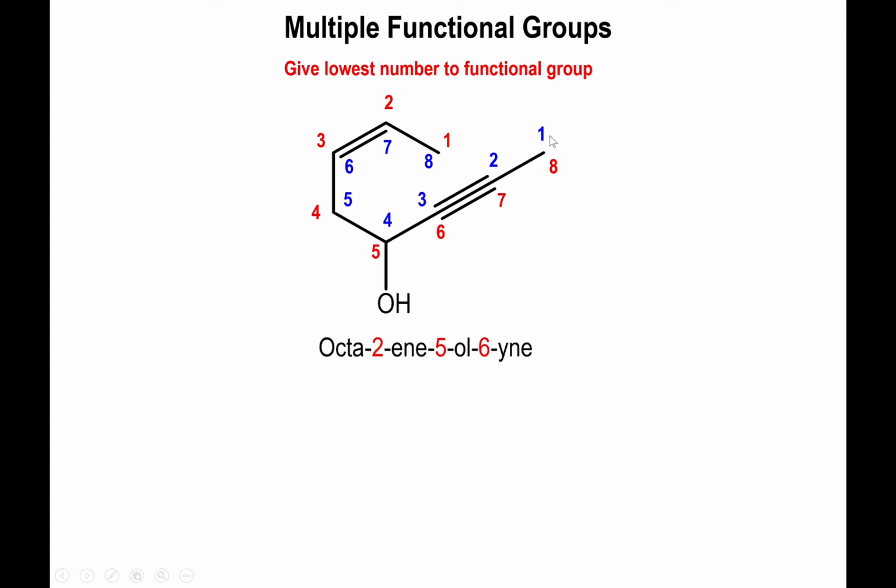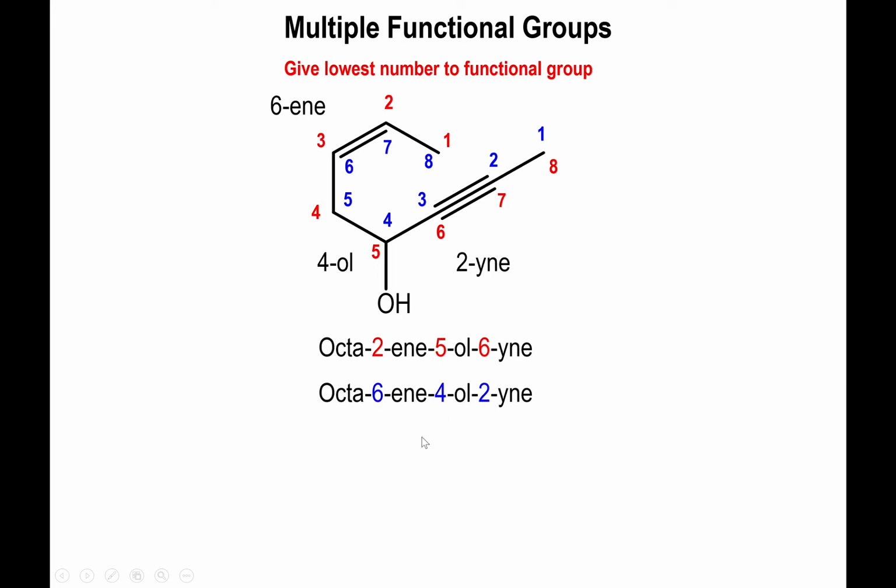Let's see what happens if we go the opposite end or the opposite way. We are going to go now in the blue series. So 1 to 8. This time around, the alkyne appears at position 2. The alcohol appears at position 4, and the alkene appears at position 6. So this is how the numbers would change.